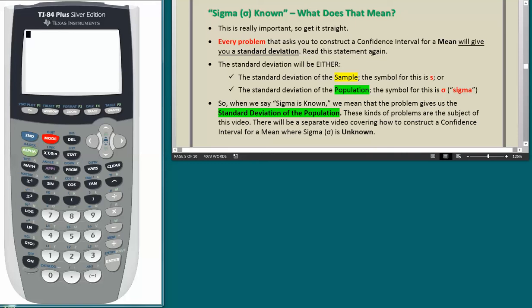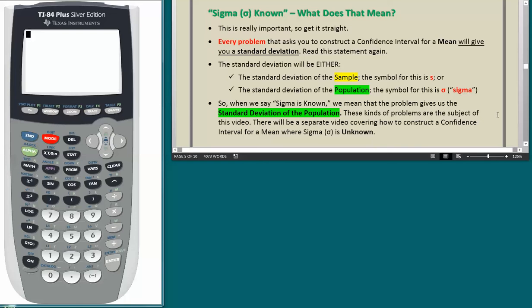Read the statement again. It's so important. Every problem that asks you to construct a confidence interval for a mean will give you a standard deviation. That standard deviation will be either the standard deviation of the sample, and the symbol for this is s, or it will be the standard deviation of the population, and the symbol for that is this Greek letter, which we call sigma. So when we say sigma is known, we mean that the problem gives us the standard deviation of the population.